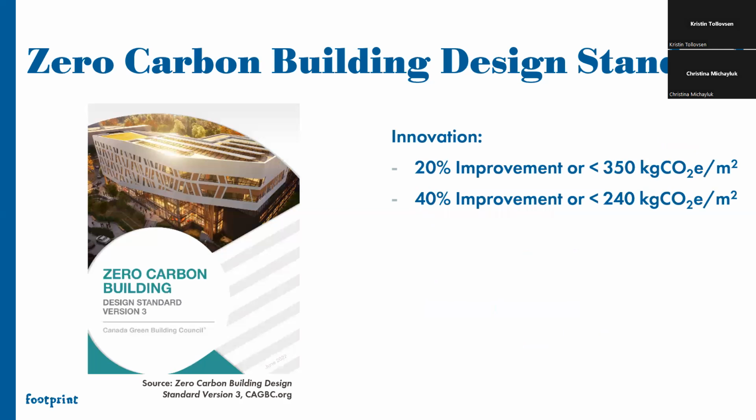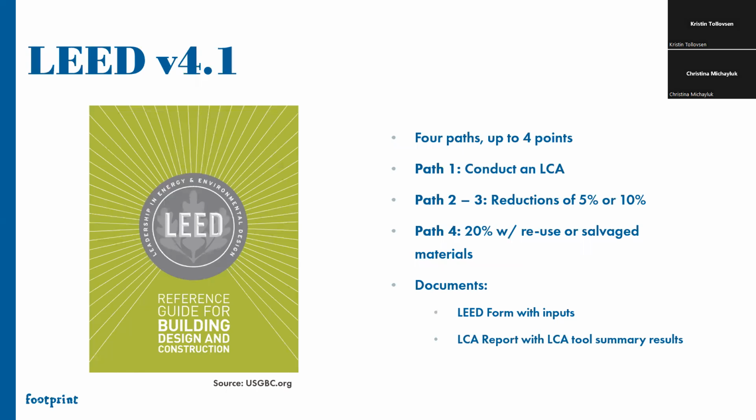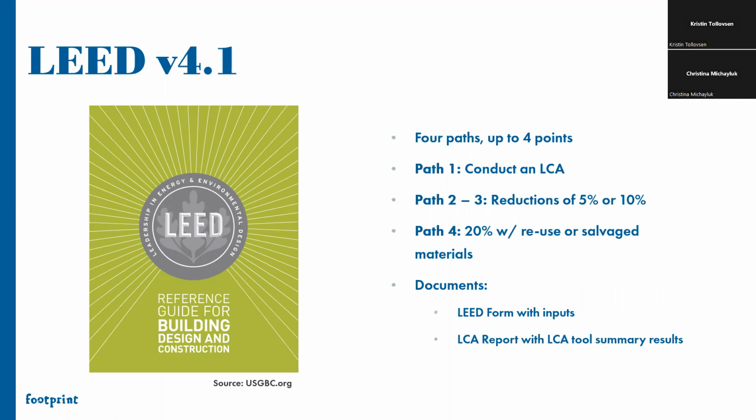I guess, actually, one thing I forgot to go over was documentation required. My apologies there. I had provided some information about what you need to provide in terms of documentation for LEED. With these, we're looking at a LEED form that goes over the results of the impacts, as well as a description of what a proposed building would be like, what a baseline building would be like, and then a summary of the results. It's the same for LEED version 4 and 4.1. LEED version 4.1's form is a little more intense and has a lot more information to fill out.